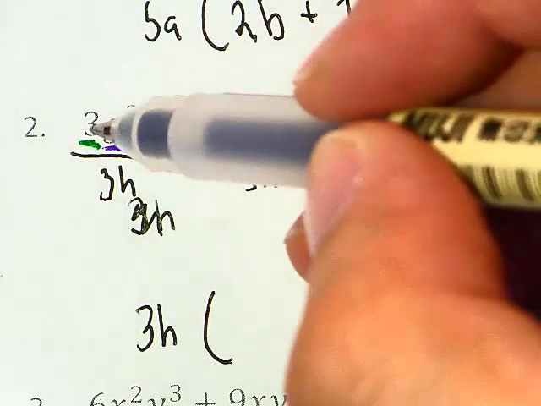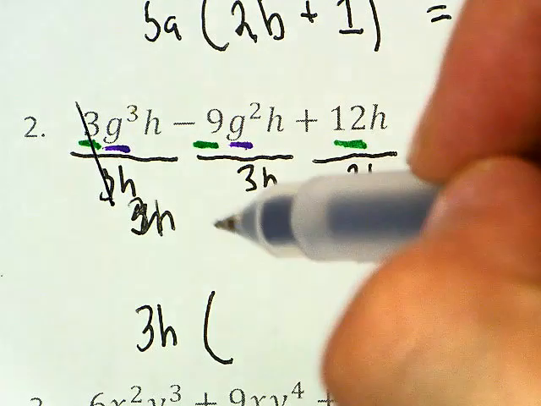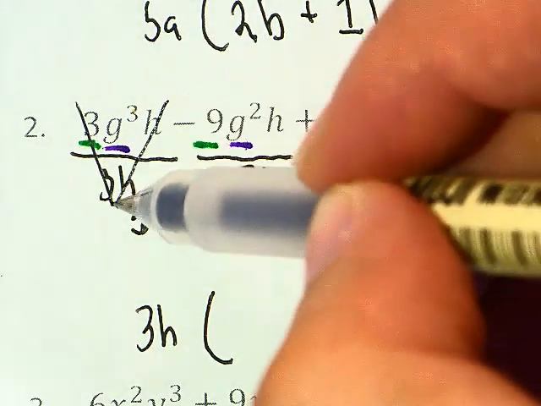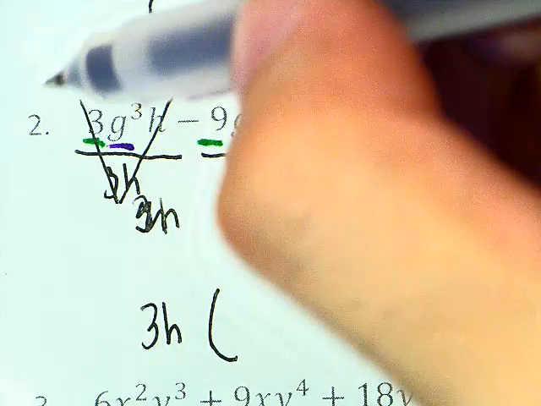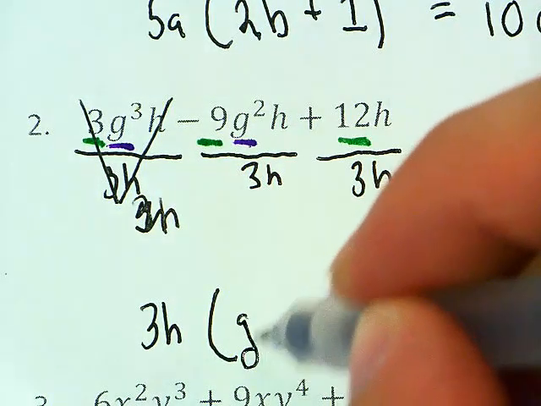Here, what's 3 divided by 3? Cancels. H divided by h? Cancels. And when we say cancels, remember that 3 divided by 3 is 1. H divided by h is 1. So be very careful when we cancel. And now you're just left with g cubed.